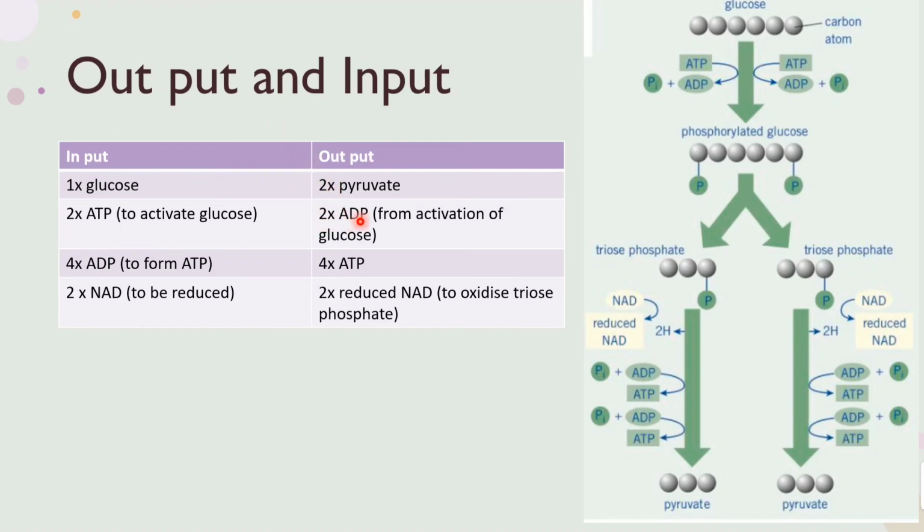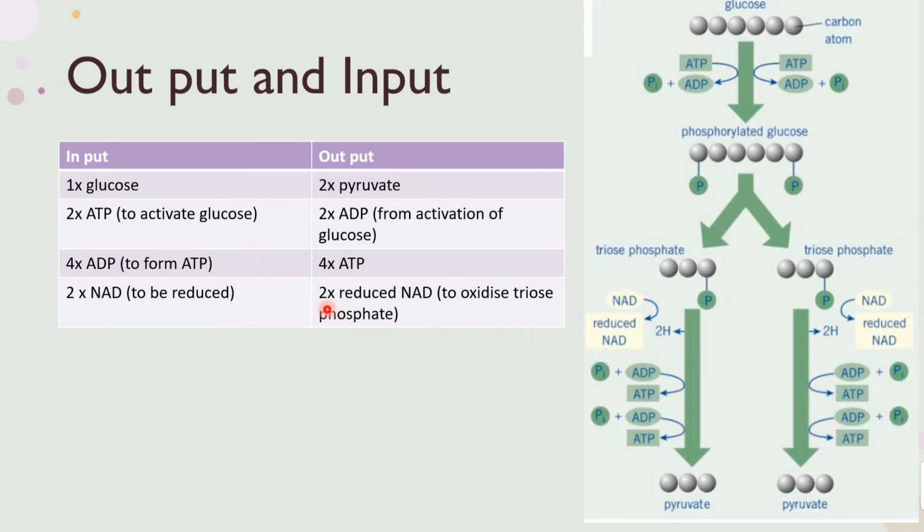And we've also produced 2 ADP. So during our activation of glucose, our ATP has been hydrolyzed into ADP and phosphate. So our phosphates have been used to activate and phosphorylate our glucose, whereas the 2 ADP produced are not used, so they are our overall output. And we've also produced 4 ATP. So during the phosphorylation of ADP, during our enzyme-controlled reaction of TP to pyruvate, we have produced 4 ATP molecules.